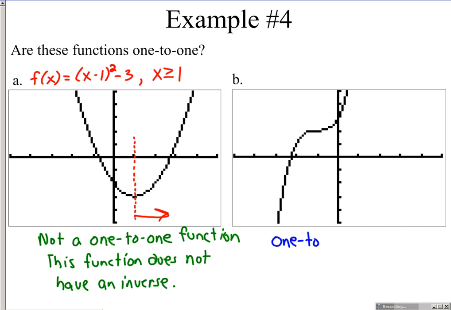So you have to be careful, especially when you're looking at graphs on the calculator. Remember, your calculator is doing the best job it can to give you the best graph it can within the pixels of the screen and things like that. You need to recognize this as a cubic and know that this is increasing all the time. This is not a horizontal part of the graph. Therefore, it is one-to-one, which means that an inverse exists.